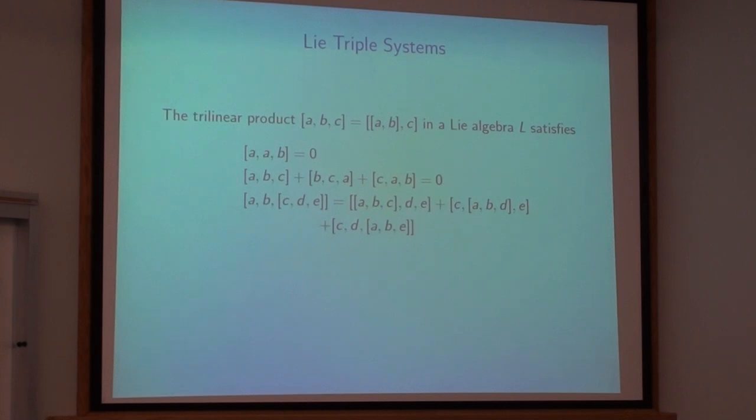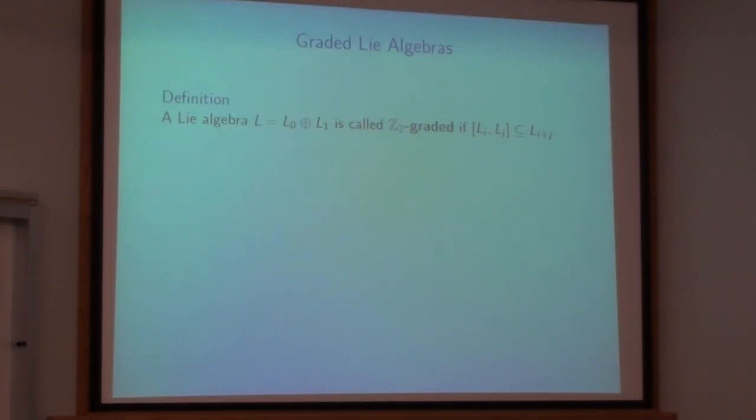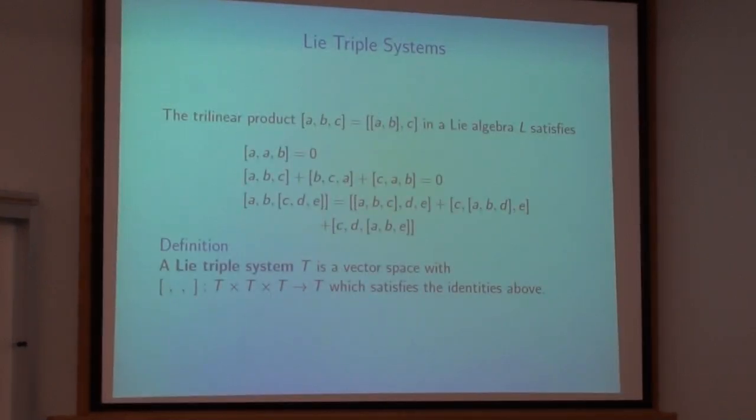So now you can use these three identities as a definition, and you will get the concept of a Lie triple system. So a Lie triple system T is a vector space with a trilinear map which satisfies these three identities. So the next thing I want to explain is how Lie triple systems are related to Lie algebras. So we see some connections. Any Lie algebra is a Lie triple system.